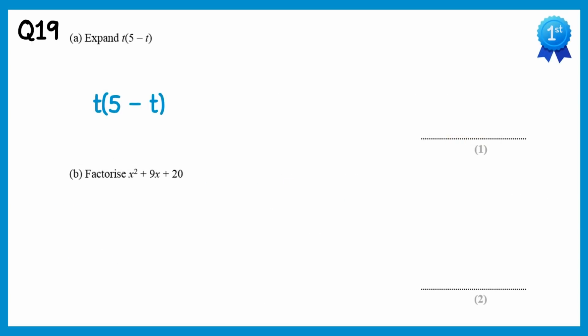To expand this bracket, we'll first of all do t times 5, which gets you 5t, and then t times negative t, which gets you negative t squared.